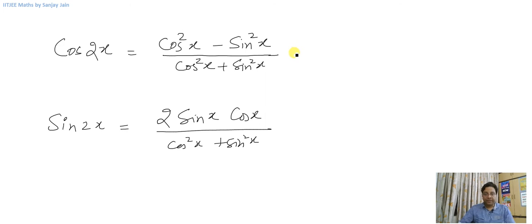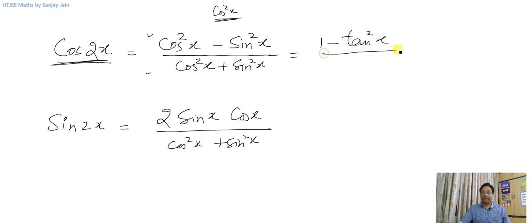Okay. Now if I divide the numerator as well as the denominator with cos square x, because what I want to do is write the formula for cos 2x in the form of tan, let me divide the numerator and denominator by cos square x. So this will become 1 minus tan square x, and this will become 1 plus tan square x, right? So this is another expression that you have to memorize. Cos 2x is equal to 1 minus tan square x divided by 1 plus tan square x.